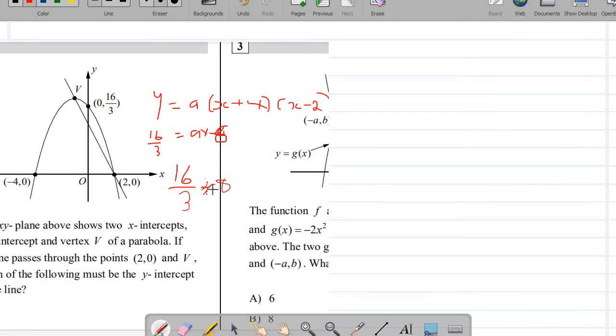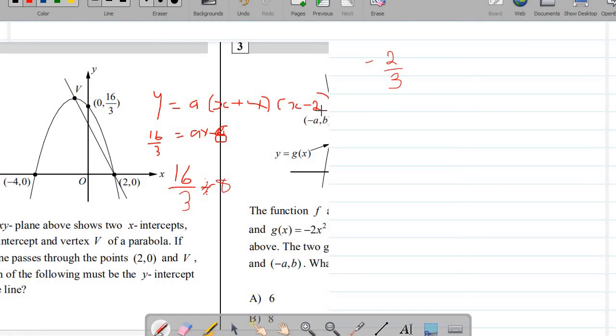You have 16 divided by 8. That will give you 2 over 3, and because this is minus, this is minus 2 over 3. You see that minus 2 over 3 is what makes this curve upside down. I told you that's what makes the curve upside down. So after doing that, since we have gotten a as minus 2 over 3, we now know our equation is y equals minus 2 over 3 into x plus 4 into x minus 2.